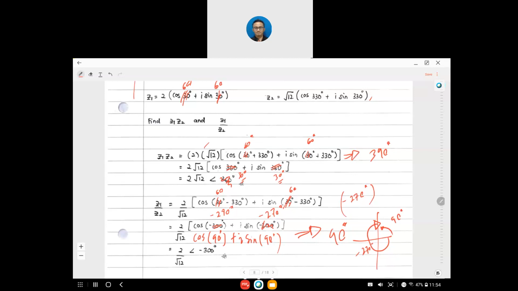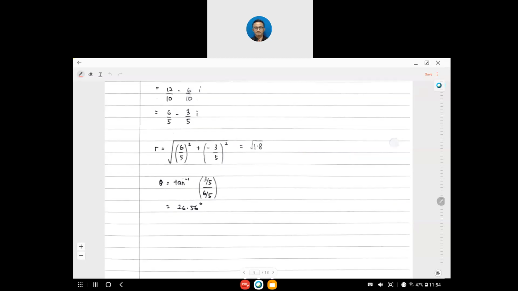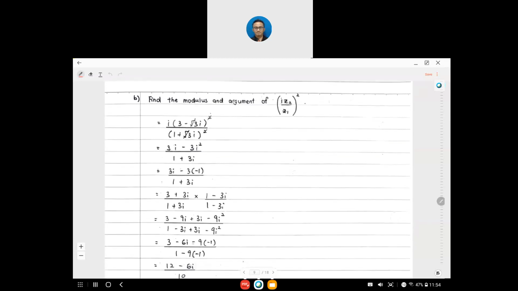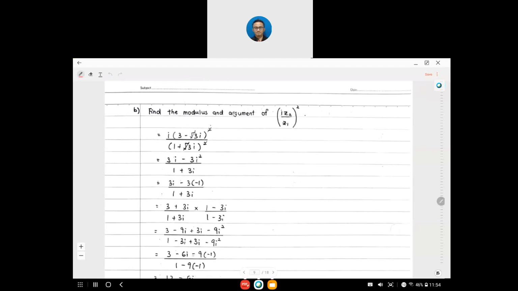Okay, next. Find the modulus and argument of IZ2 divided by Z1 square. Macam mana awak solve ni?